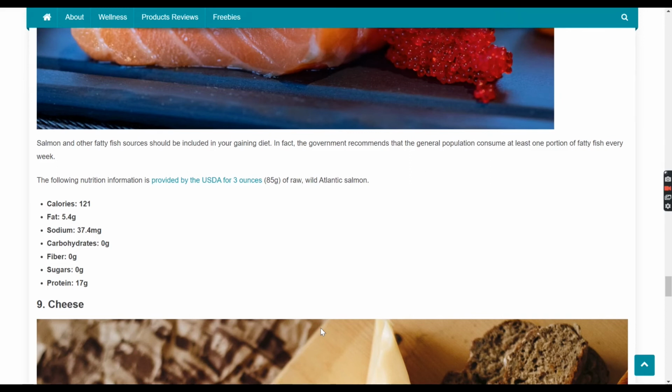Calories, 121. Fat, 5.4 grams. Sodium, 37.4 milligrams. Carbohydrates, 0 grams. Fiber, 0 grams. Sugars, 0 grams. And protein, 17 grams. Ninth on the list is cottage cheese.